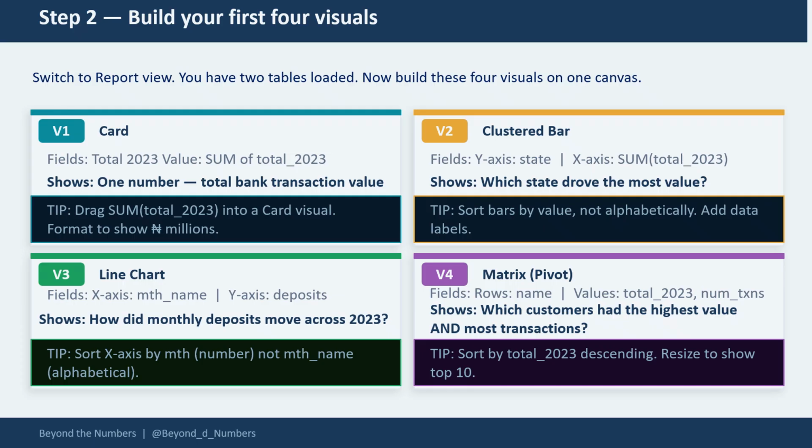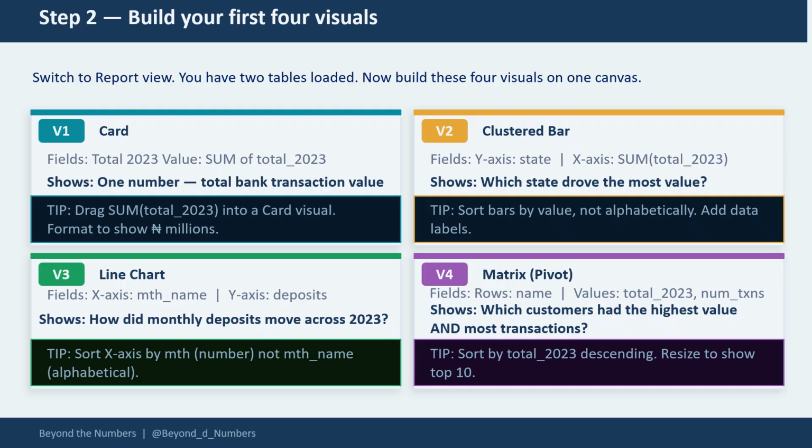Then visual 2, a clustered bar chart. Y-axis is state, x-axis is sum of total_2023. Sort the bars by value, not alphabetically. Add data labels so that each bar shows the actual number. Then this answers which state drove the most value.